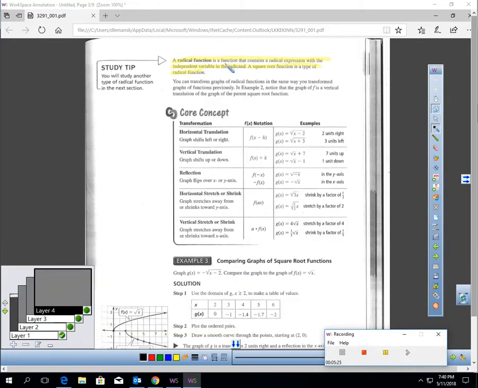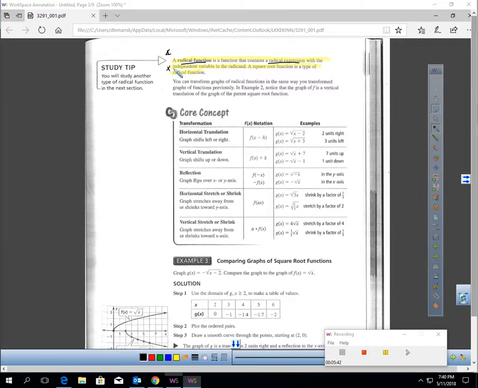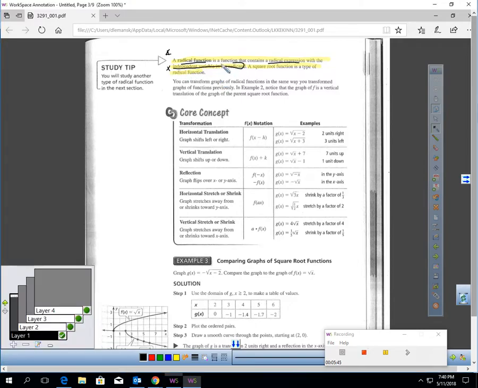A radical function is a function that contains a radical expression with the independent variable in the radicand. So we've kind of talked about that already. That's a fancy way of saying, when you read that, I have a radical and x is underneath the radical. That's what independent variable in the radicand means. X is underneath the radical. A square root function is a kind of radical function. So when you hear radical function, a square root function is part of that family.